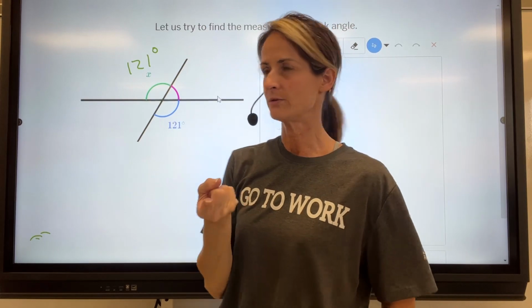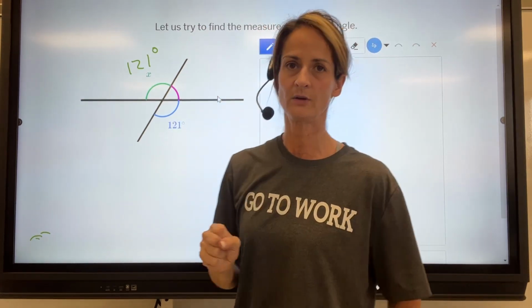How are we going to figure out what's the measure of that pink angle?